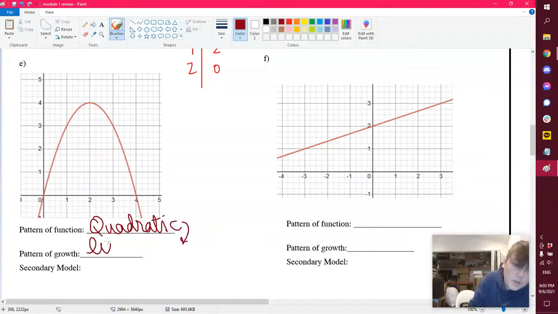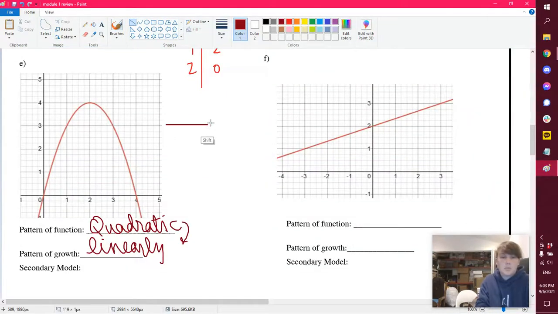Quadratics always grow linearly. We don't know how to do these equations yet, so we're going to make a table. This is my table button. The way I'm going to make a table for these is I'm just going to find points that are actually on the grid, right? And then just write them down.